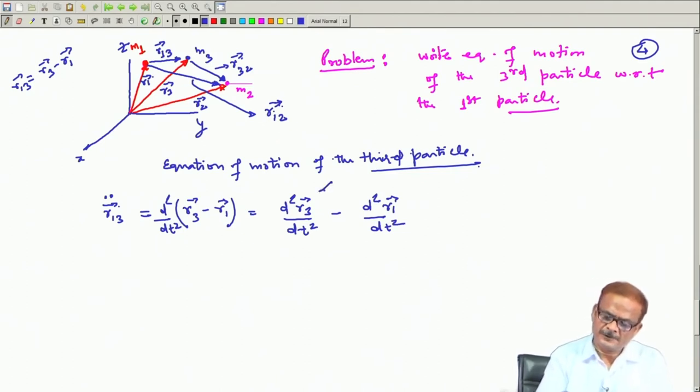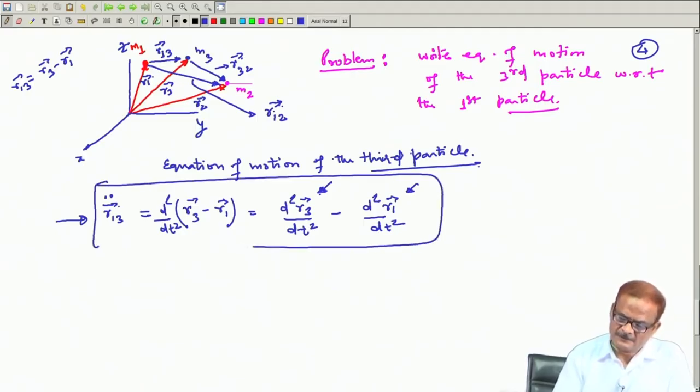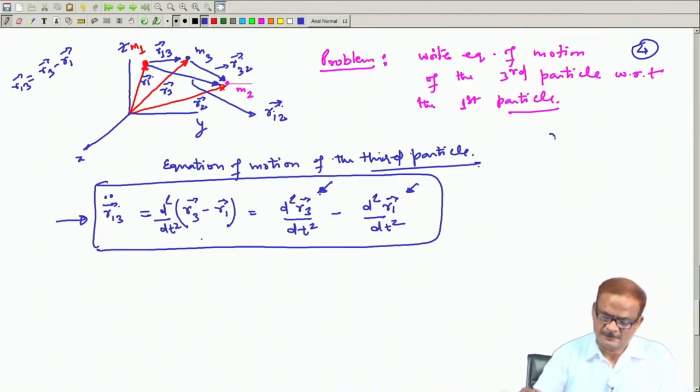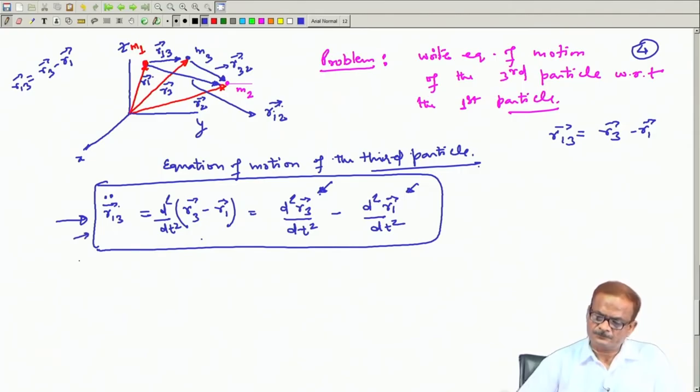This implies that we need to get the equation of motion for the third particle and the first particle separately, and then if we subtract them, we can get this quantity. See, if I write it in this form, this has nothing to do with Newton's equation. This is just an expression: r 1 3 equal to r 3 minus r 1, and if I differentiate twice, we get this equation here, and it has nothing to do with Newton's equation.